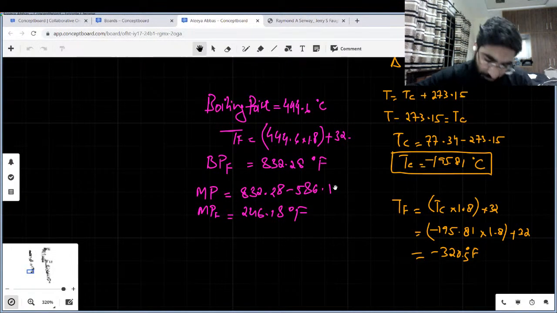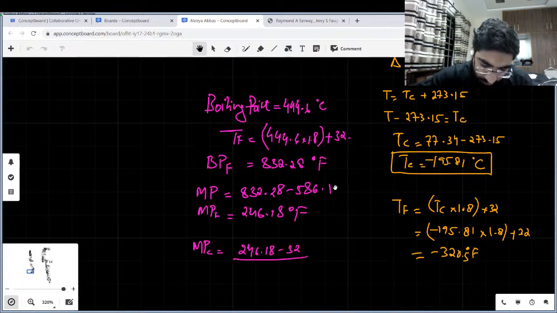So what I'll do is, for the melting point in Celsius, I'll apply the conversion formula, which will be F minus 32 over 1.8. So 246.18 minus 32 over 1.8.